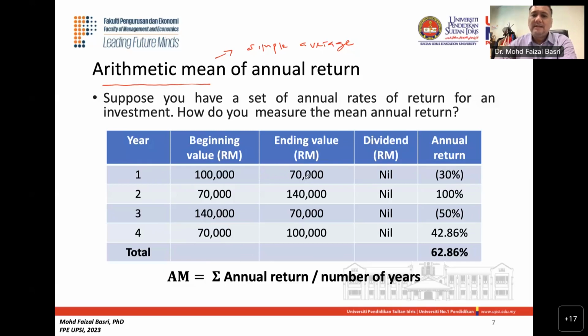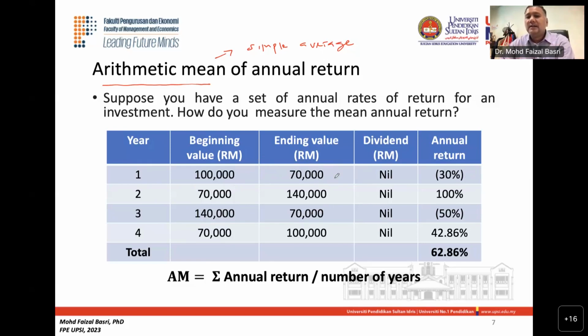Okay, meaning 70 minus 100,000 divided by 100,000, then you get the annual return. So whenever the ending value is lower than the beginning, like year 1 and year 3, for example, we know that our return would be negative. The return is negative whenever our ending value is lower than the beginning value. So it shows that the price dropped.